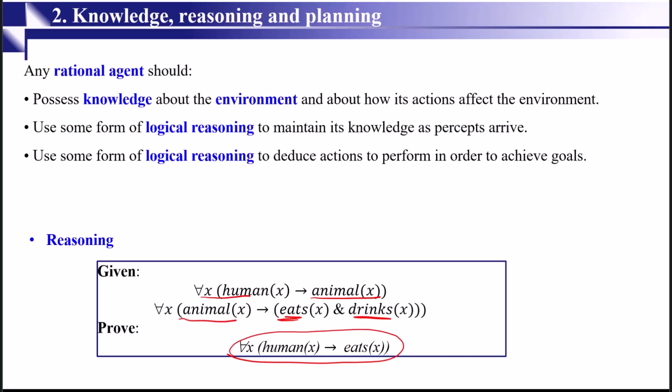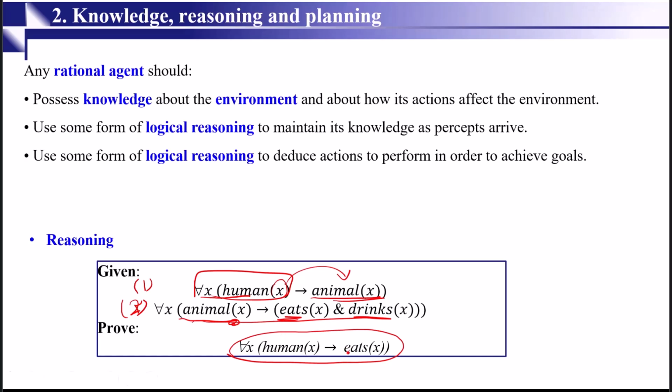Two premises we have. From the first one, we know that if X is a human, X is an animal as well. And in the second premise here, we know that if X is an animal, then X eats and drinks. By combining these first and second premises using modus ponens, we can say that if X is human from premise 1, then X must be an animal, and if X is an animal from premise 2, then we can conclude that X eats and drinks.